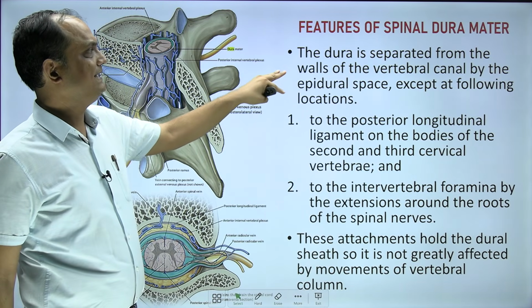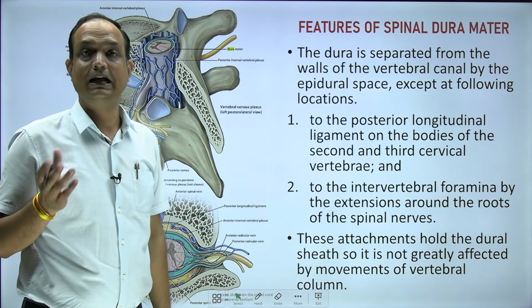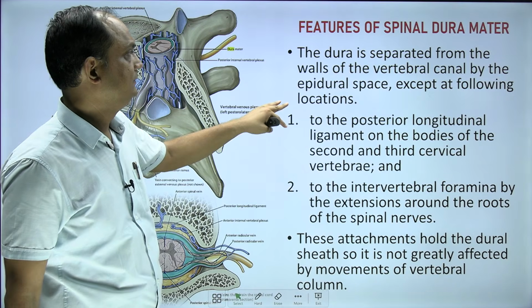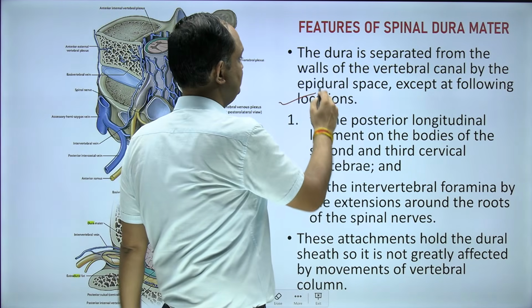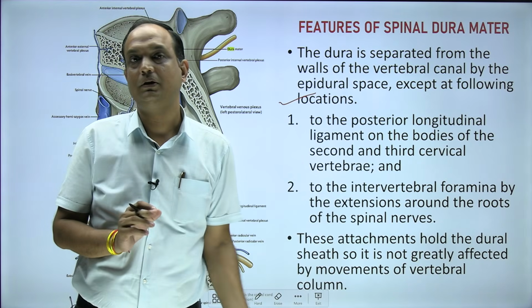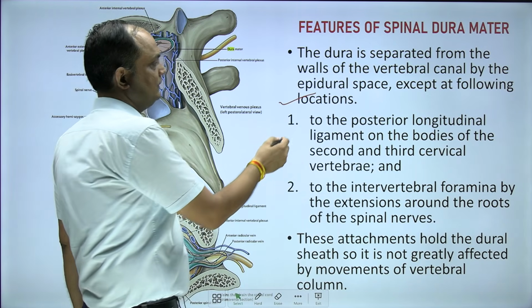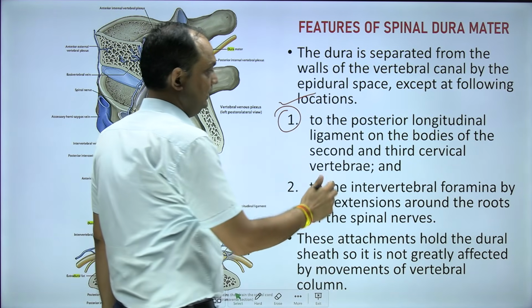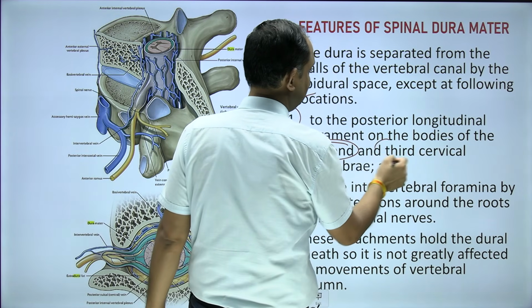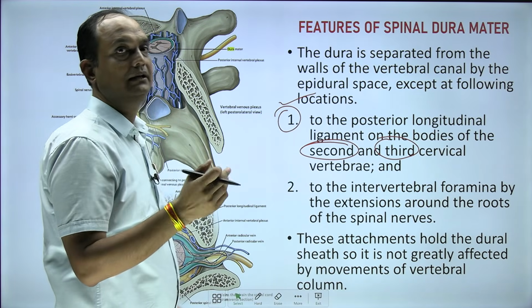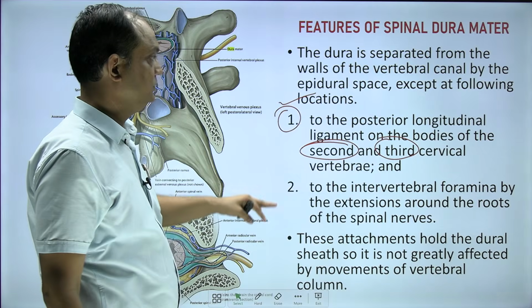So the dura is separated from the wall of the vertebral canal. As we have seen, there is an extradural space, but there are some locations where you have fusion of the dura with the outer periosteum. What are these? First, to the posterior longitudinal ligament at the level of the bodies of the second and third cervical vertebrae. So at the level of second and third, you will find that the dura has a connection with the posterior longitudinal ligament.